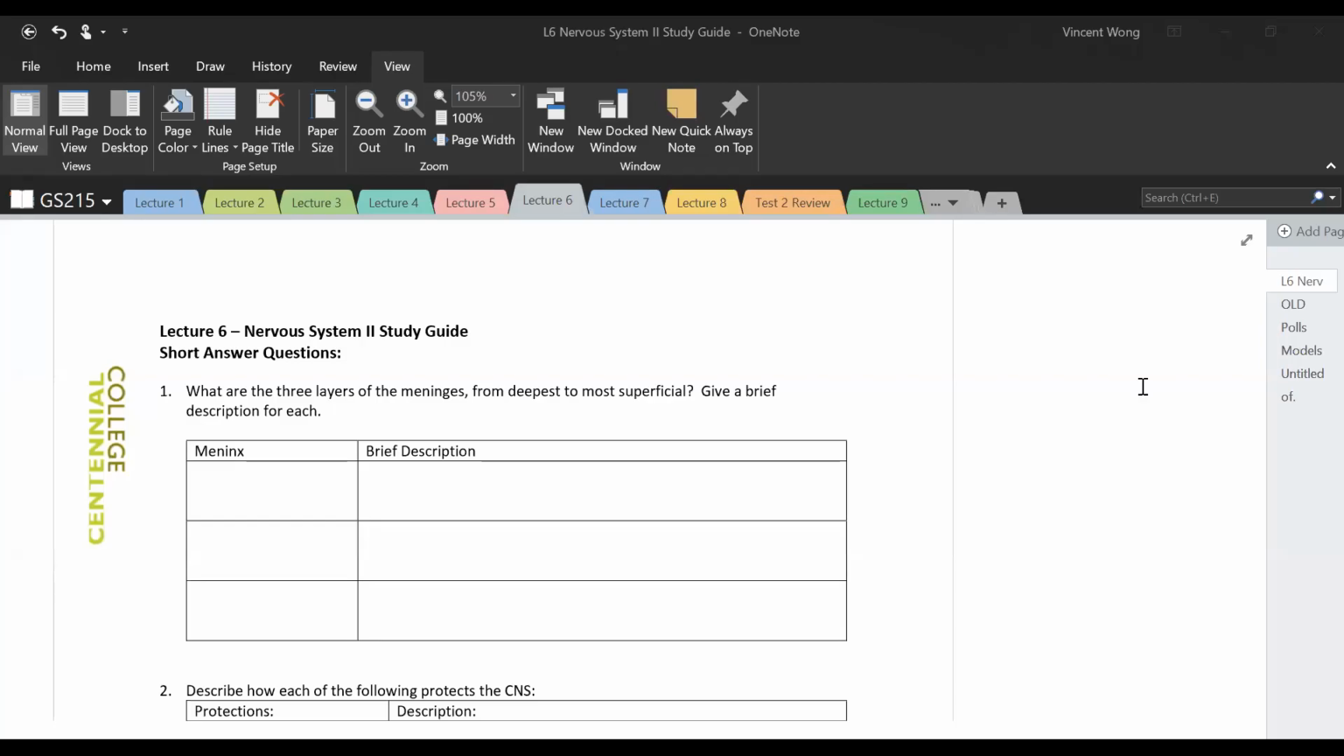Good morning. So we will be doing lecture 6 today, and that is part 2 of the nervous system, dealing with the anatomy of the brain and the spinal cord and their organization.